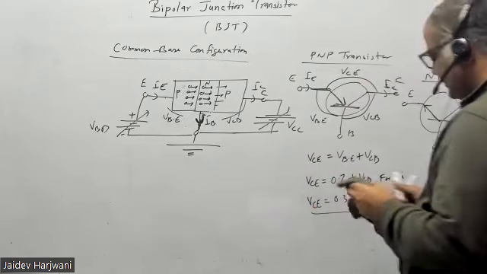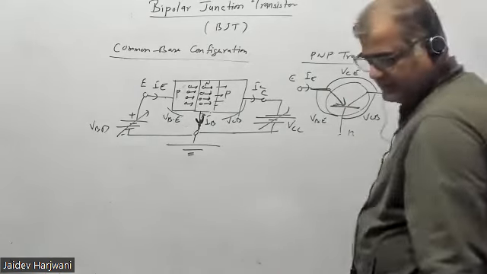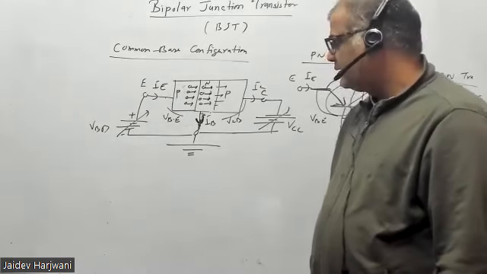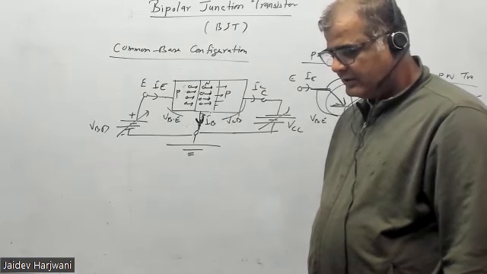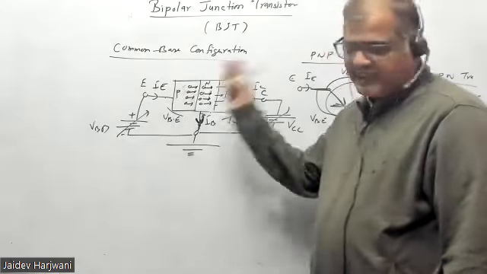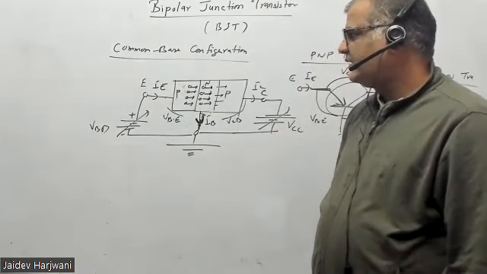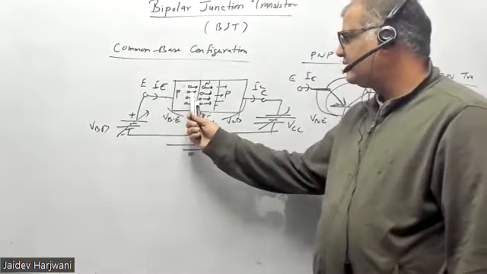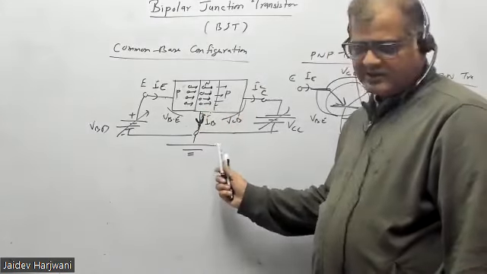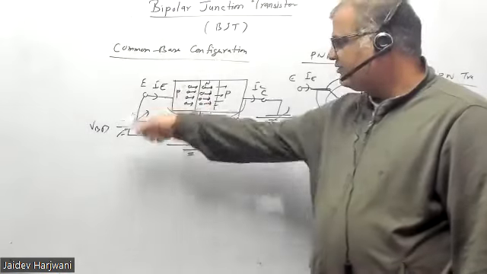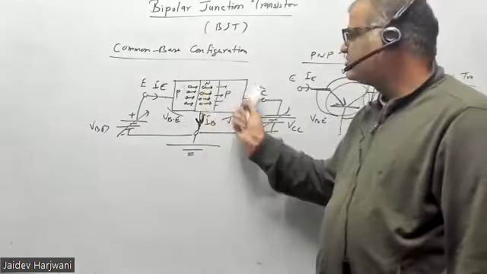So basically, the position of current is the same for the case of NPN, but the direction will be different. Here IE is flowing, IC is going out, and IB is coming down. In the case of NPN, IB will go inside, IC will go inside, and IB also goes inside, because IB plus IC should make IE.